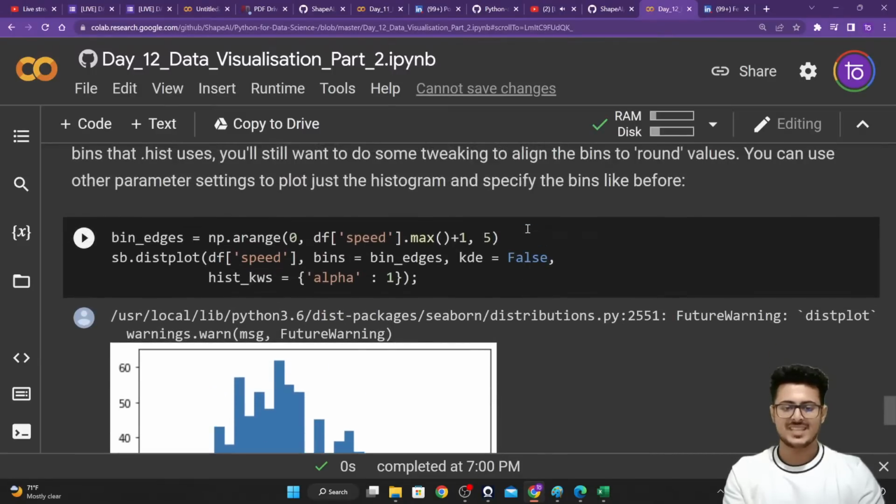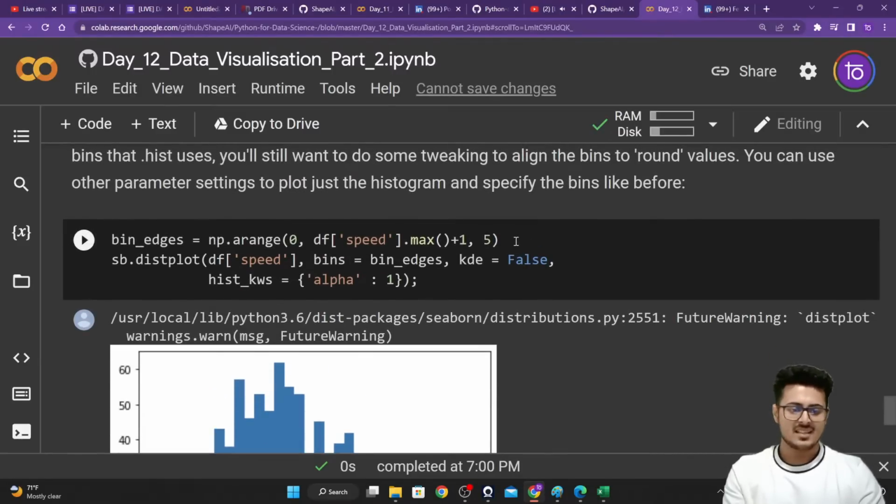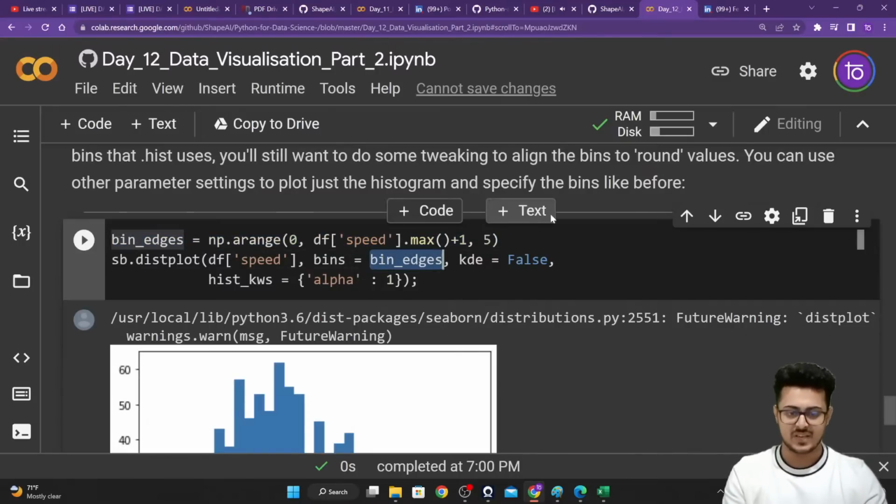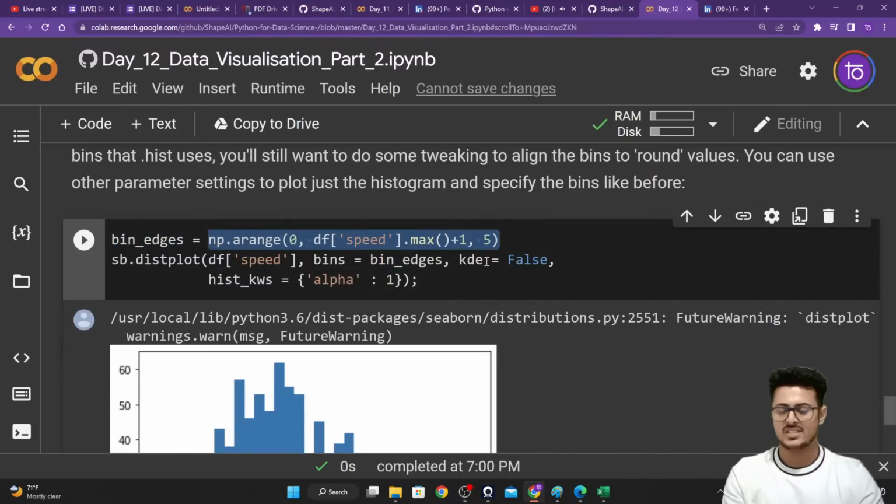So if I want to change some colors or something like that, the same thing. Bins, if you want to change the number of bins, just put up the bin edges. We have already discussed this. 0 to 161 in steps of 5. KDE is equal to false.